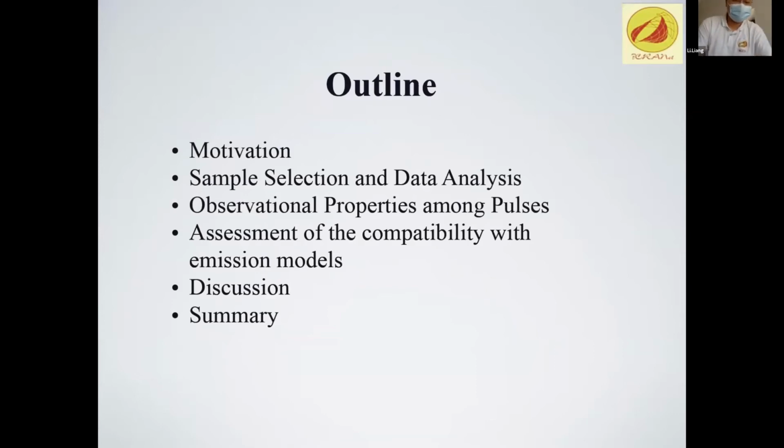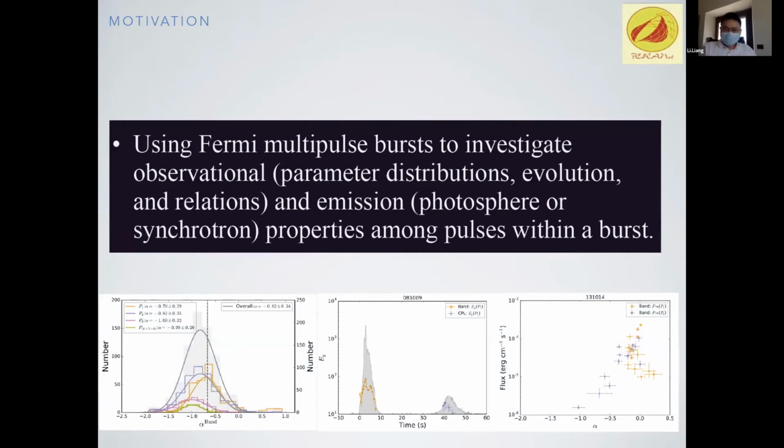This is my outline. First, I will talk about our motivations, and then introduce our sample selection and the data analysis. Then the observations, properties among pulses, and the assessment of the compatibility with the emission models, and the last is the discussion and summary. Our motivation is we want to use the Fermi multi-pulse bursts to investigate the observation and the emission properties among the pulses within a burst.